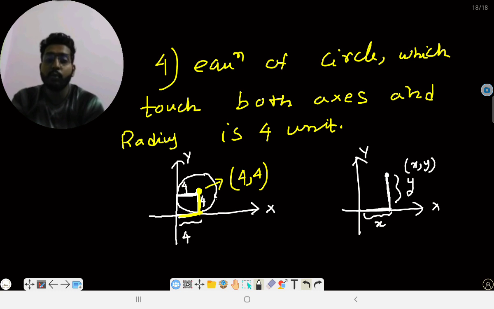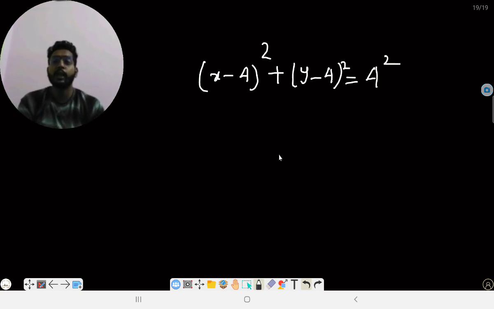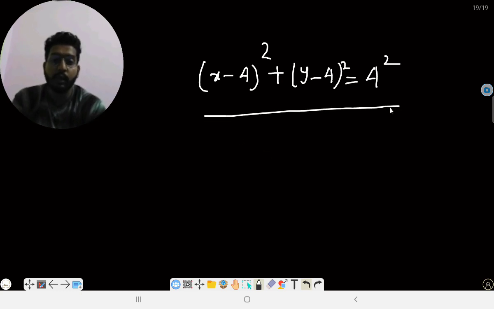So what will be the equation of the circle? Then the equation of the circle is very easy. (x - 4)² + (y - 4)² equals 4². Now you have to expand this one, and we'll get the equation of the circle. This is the equation of the circle.